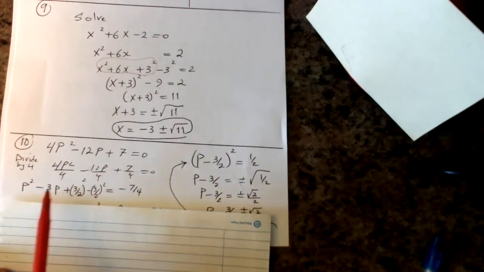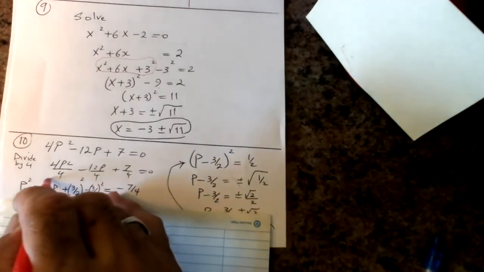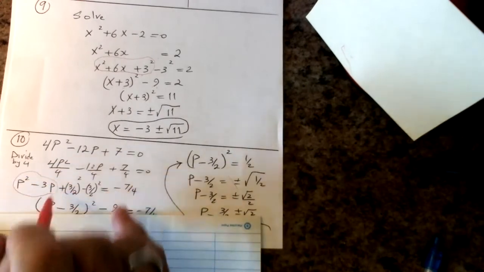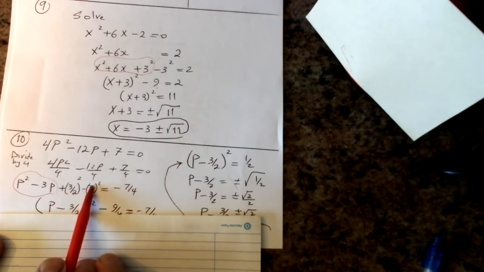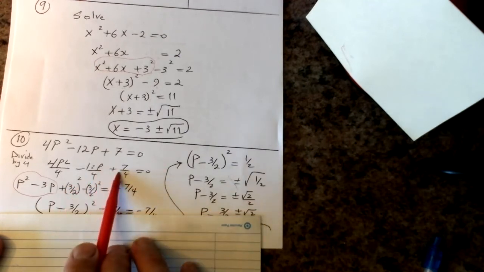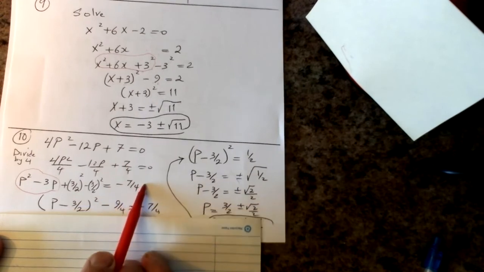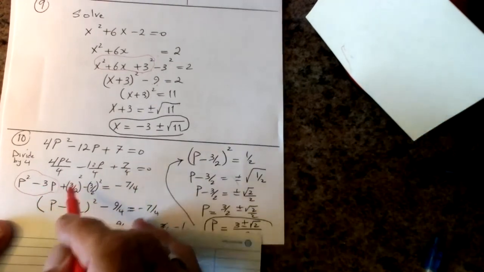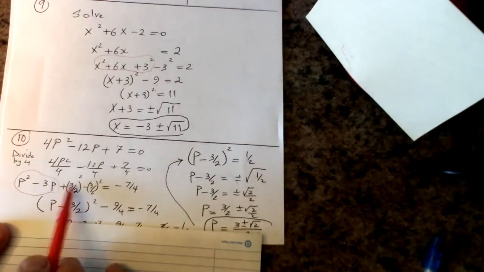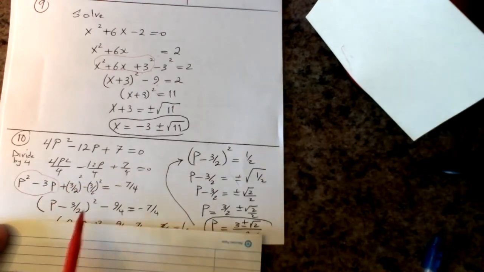Okay, so this is what you have. Half of 3 is 3 half. You add 3 half to the power of 2 minus 3 half to the power of 2, and we move 4 to the other side. Then this 3 is that, this one is 9 over 4.